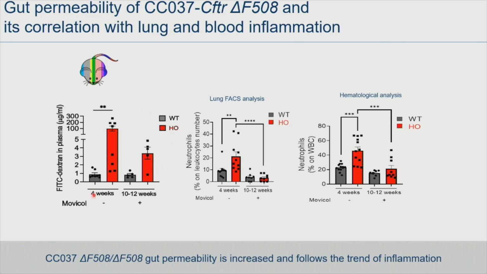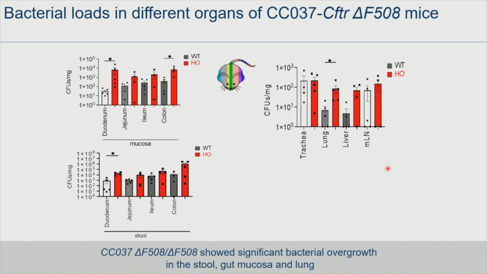So the gut permeability condition follows the trend of inflammation when we compare to lung inflammation and hematological analysis. This is a condition, the leaky gut, where we could have spreading of the luminal content from the gut to other organs, strongly influencing other organs like the lung. The leaky gut is a condition that can be determined by dysbiosis or overgrowth of bacterial cells.